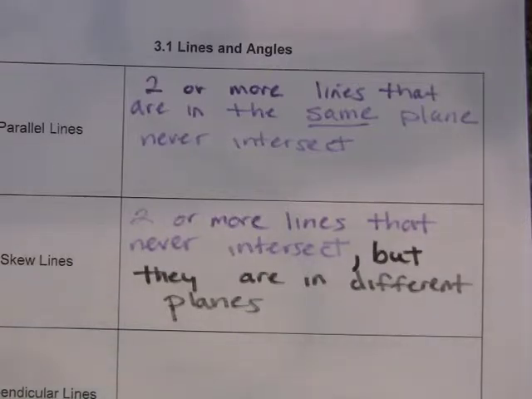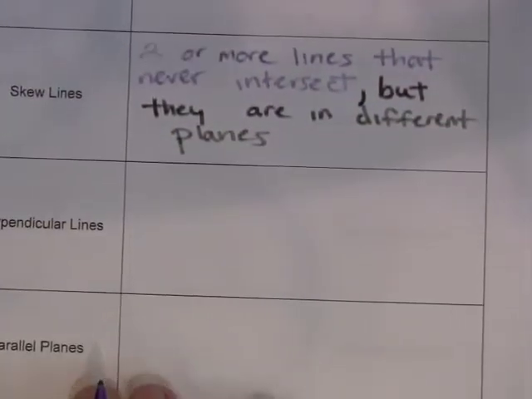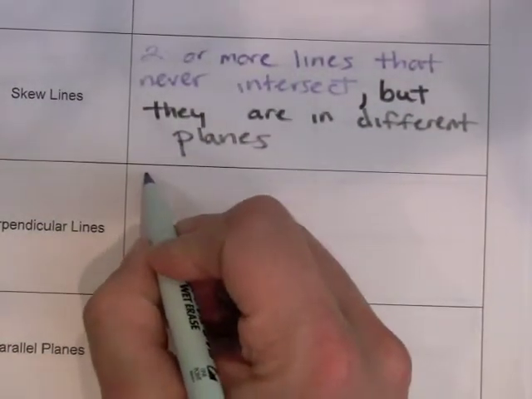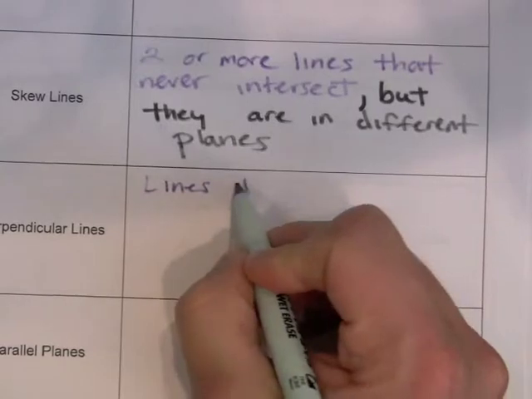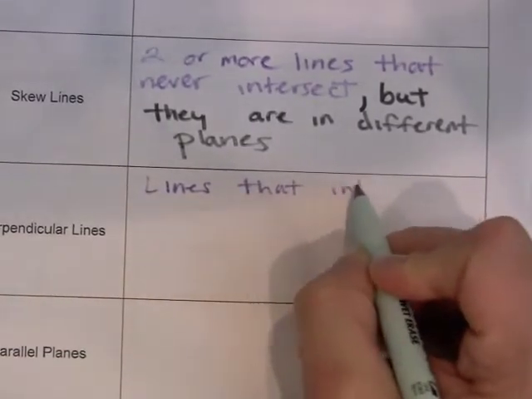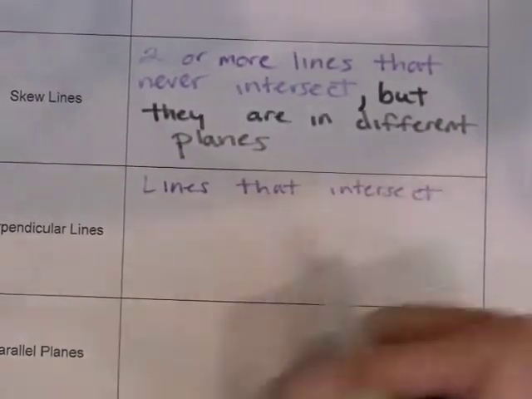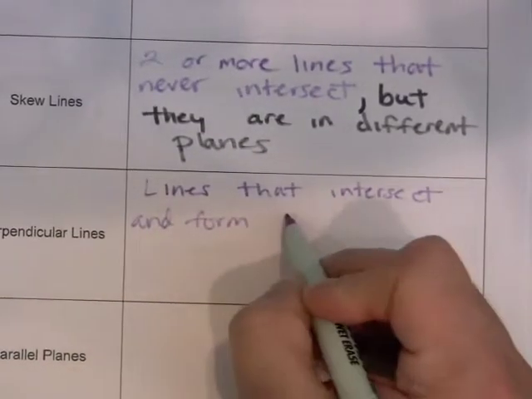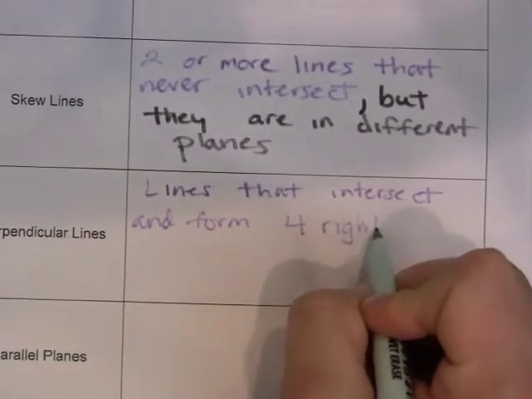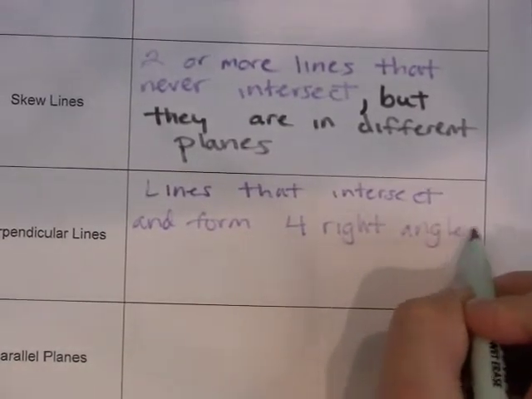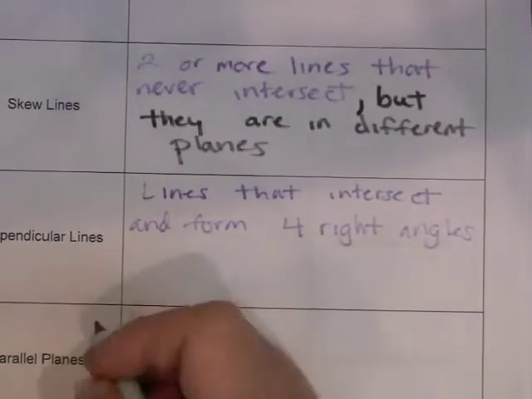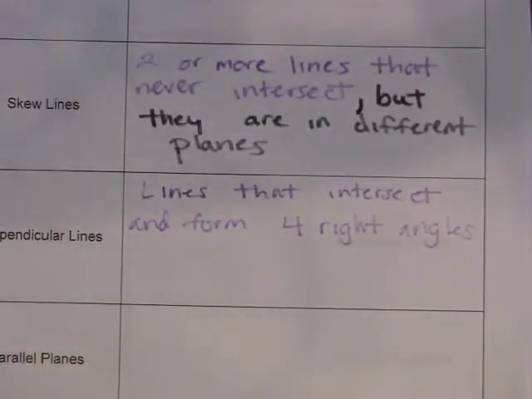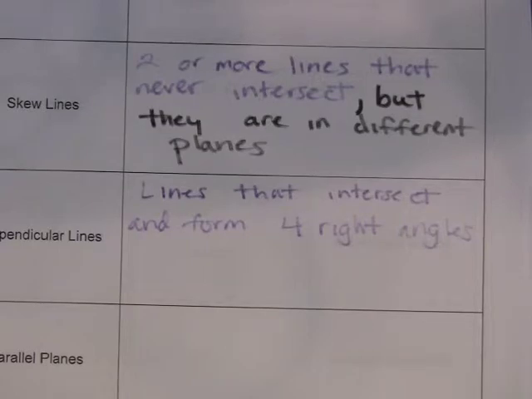And we learned that perpendicular lines are lines that intersect and form four right angles. So any questions so far on parallel, skew, or perpendicular?